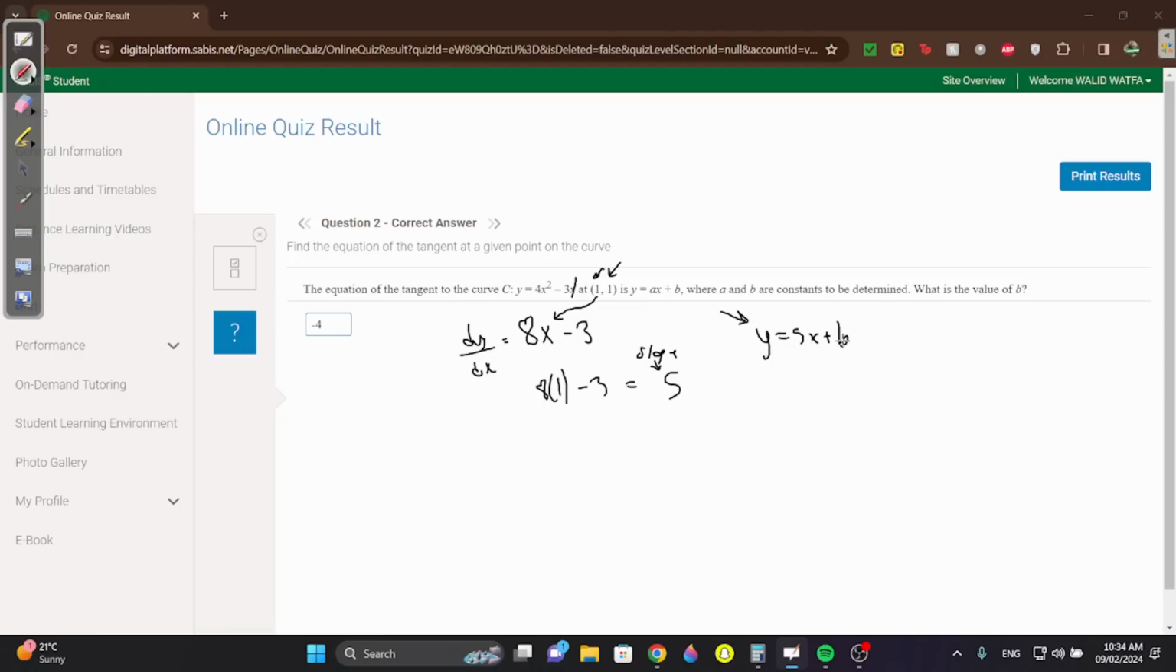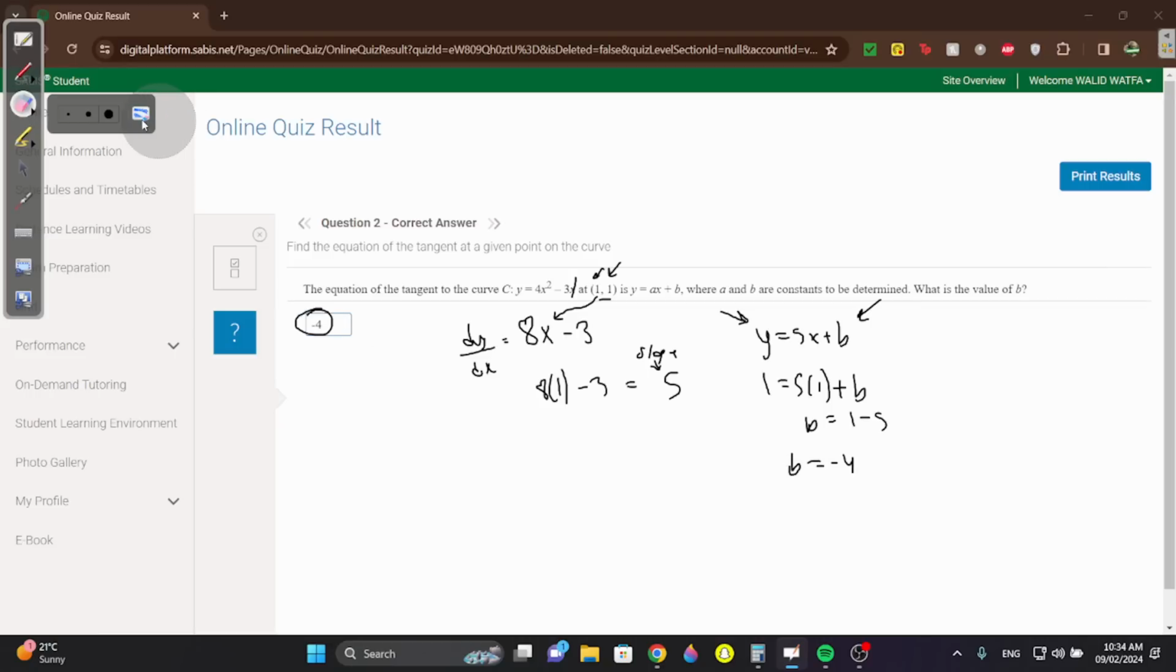This is our line. Do we know what b is? How do we find b? We have to find b by plugging in your y and x. Our y is 1, our x is 1, so 1 equals 5 times 1 plus b. b equals, take your 5 to the other side, 1 minus 5, b equals minus 4. That's it. You just follow the steps.